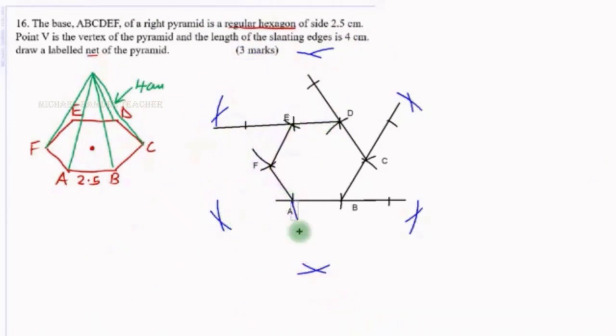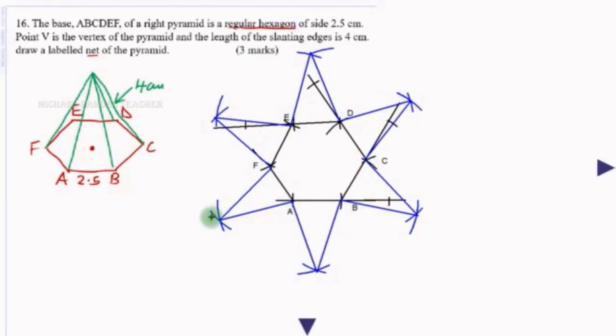Fine. Now we join all the points to the vertex in that manner, and then we have obtained the net of the pyramid. So those are the vertex, and the slant edge is 4 centimeters, and the side of the hexagonal face is 2.5.